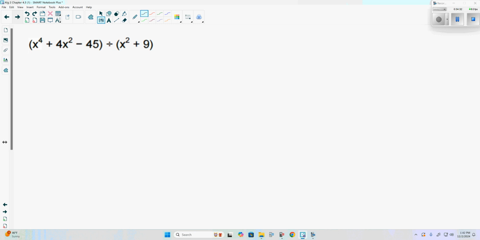X to the 4th plus 4x squared minus 45 divided by x squared plus 9. There's a few reasons I'm looking at this here. One of them as well. Again, inside what goes first is our x to the 4th. We don't have an x cubed term, so we can add it in as 0x cubed plus 4x squared. We don't have an x term, plus 0x minus 45. Because again, if we're missing terms, we will have to plug them in as 0x.